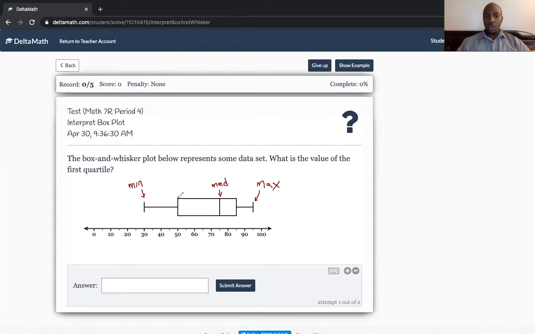And then you have 2 other lines here, right? Remember, a box plot consists of 5 data points. So we have 1, 2, 3, and then you'll see that there's a line here that we need to identify. And that there's a line here. We need to identify.